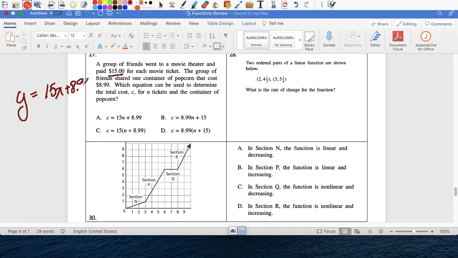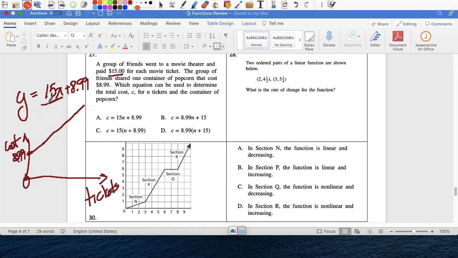So 8.99. Look at a graph of this. This is the tickets that go to the movie, and this is the cost. Notice that at 0 tickets, it's $8.99. Why is that? Because they bought a bag of popcorn, right? So even before they bought any of the tickets, at 0 tickets purchased, they're already down $8.99. So that's my starting point, my y-intercept. And then after that, it's going to be plus 15 for one person, plus 15, plus 15, plus 15, plus 15, right? And that explains this.